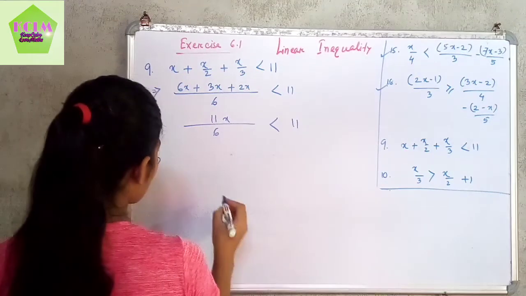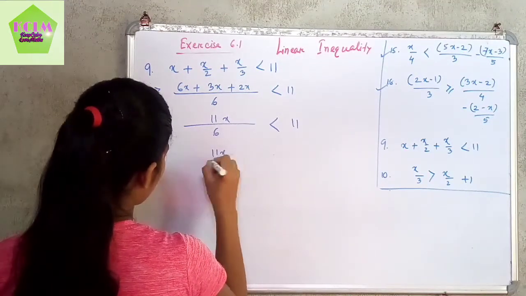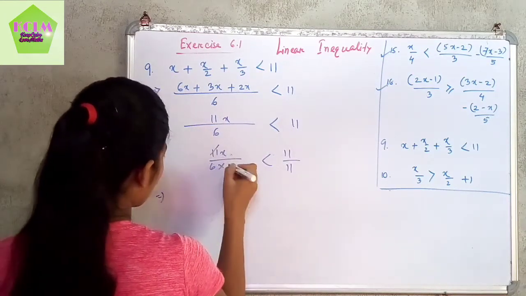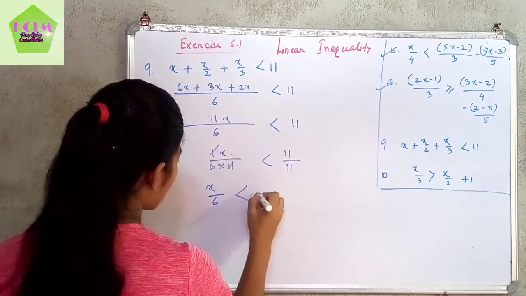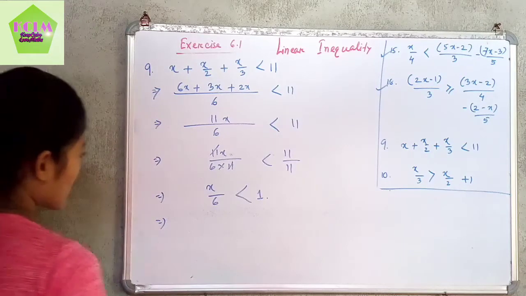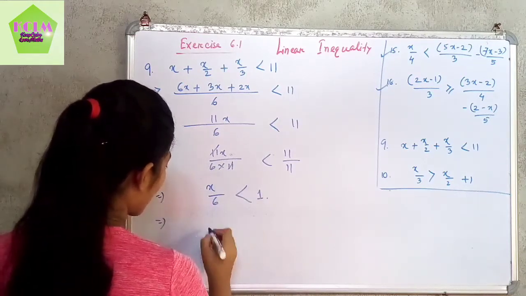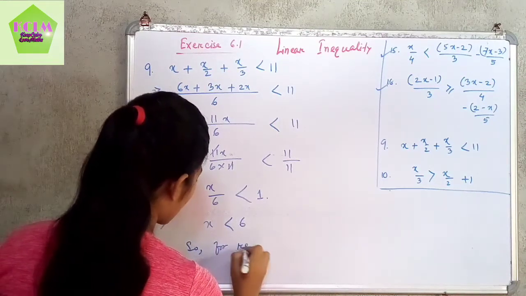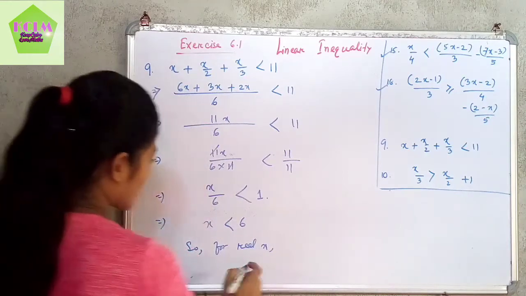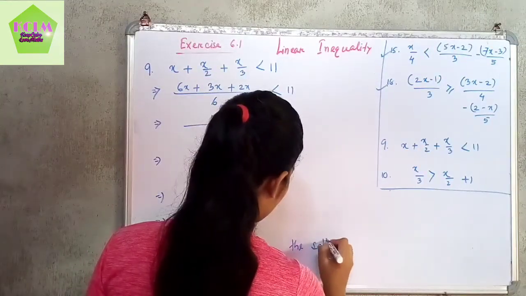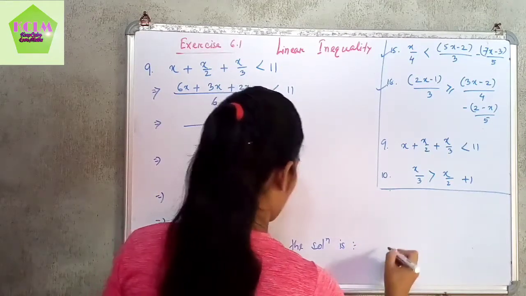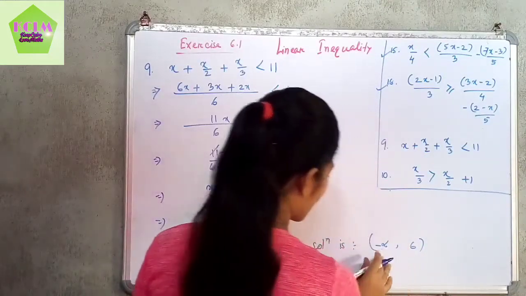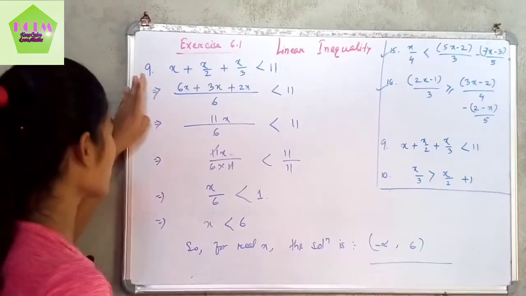Dividing both sides by positive 11, 11x by 6 into 11 is less than 11 by 11. Then x divided by 6 is less than 1. But we need the solution for x, therefore cross multiplying we get x is less than 6. So for real x, the solution is, since the values are less than 6, the open interval minus infinity comma 6. So this is the solution for question number 9.